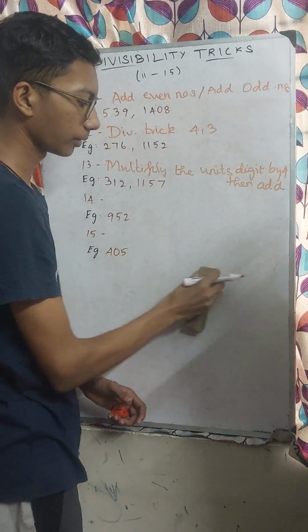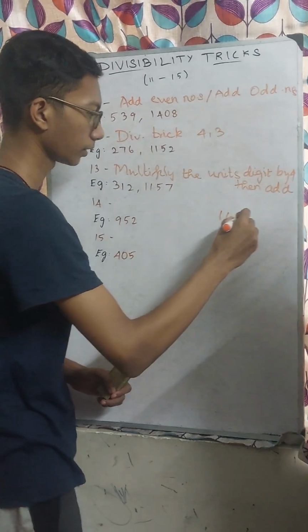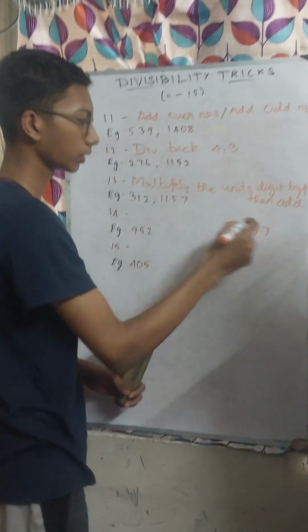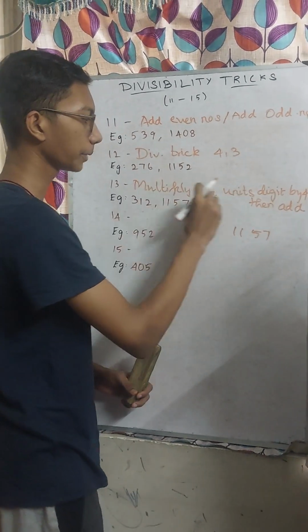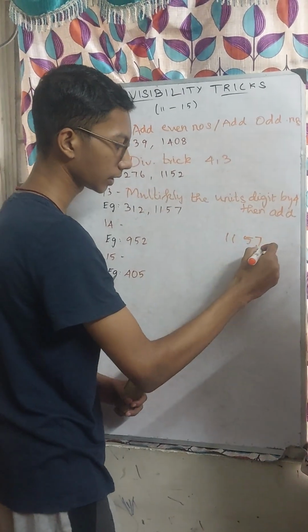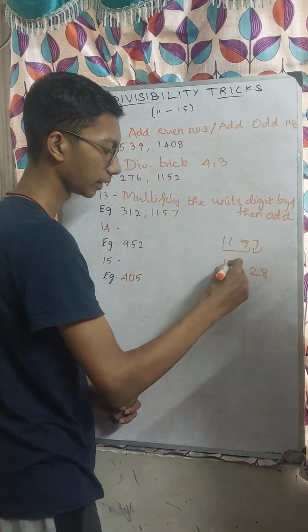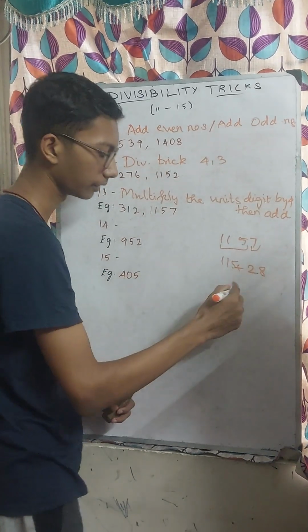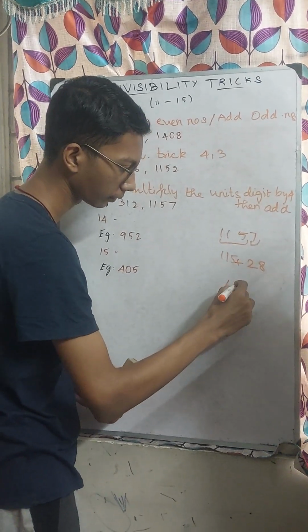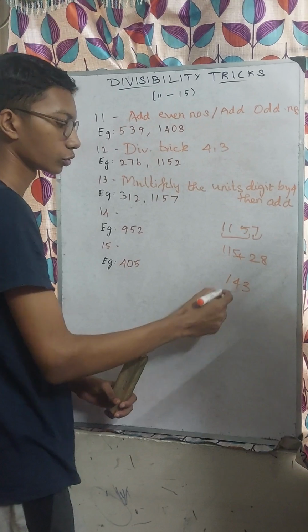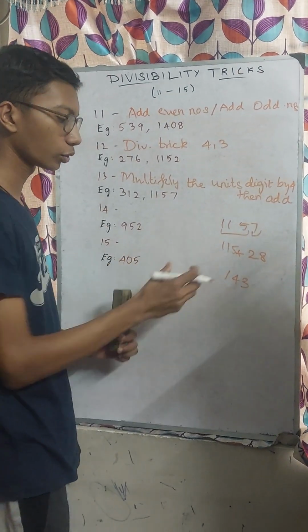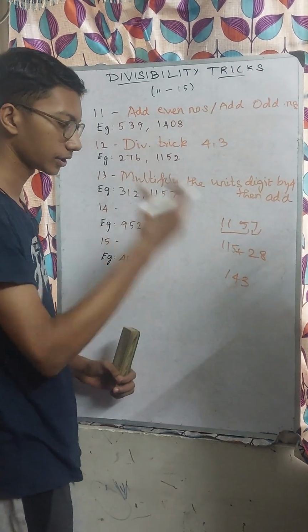Now a higher number, 1157. Apply the same rule. Multiply the units digit by 4. That is 7 times 4 gives 28. So add 115 and 28. We get 143. So we do not know if this number is divisible by 13 just by seeing it.